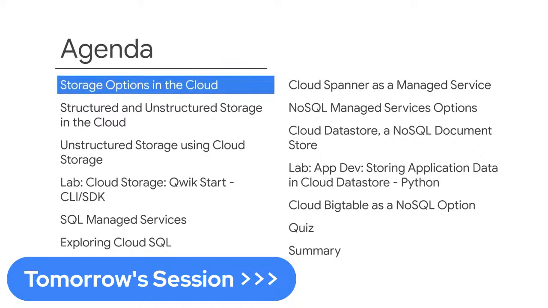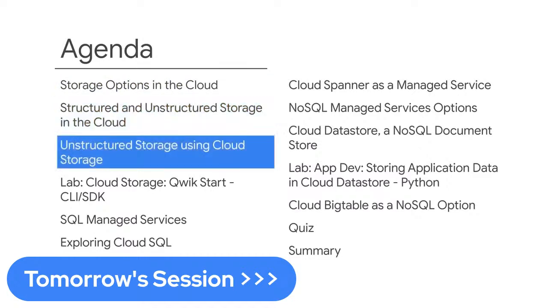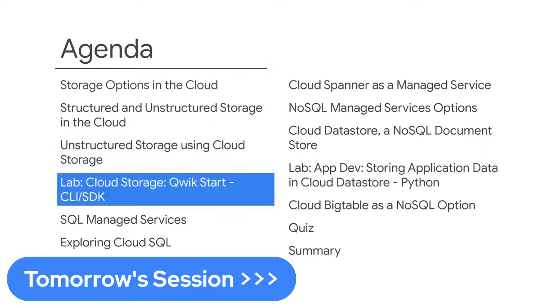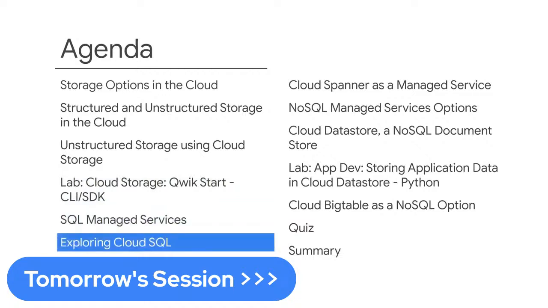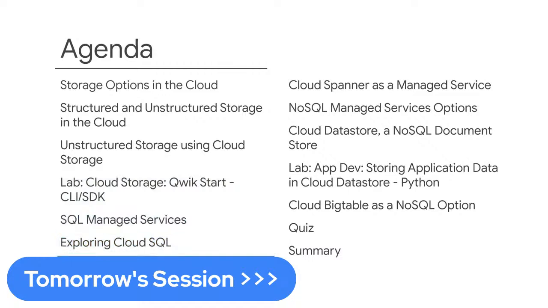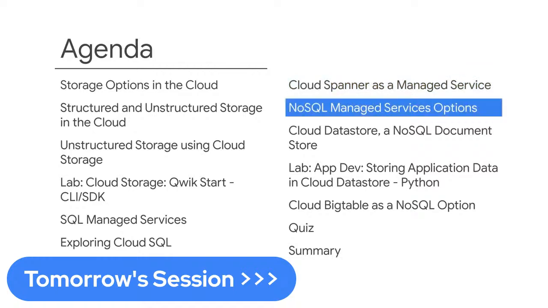First, you will learn about the different storage options available in the cloud. Then you will see the difference between structured and unstructured storage, and how you can leverage unstructured storage using Cloud Storage. A hands-on lab will allow you to explore a range of activities applicable to Cloud Storage. You will then review the use case for SQL managed services. Next, you will explore Cloud SQL, and then complete another lab where you will import data into Cloud SQL and perform basic data analysis. You will discover how to leverage Cloud Spanner and explore the available NoSQL options.